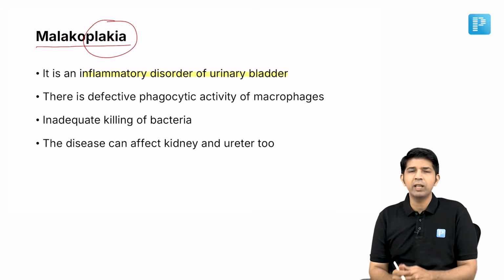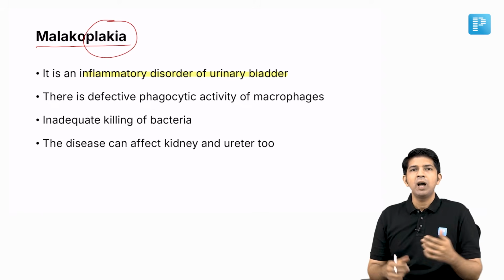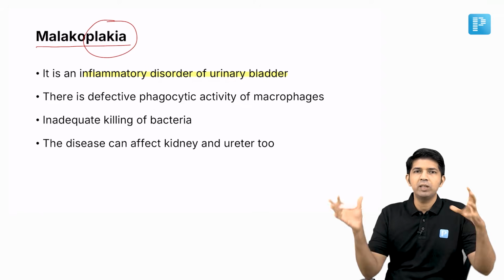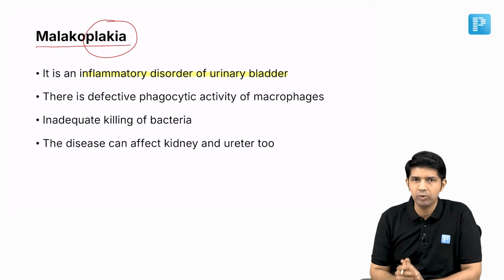So why is there a chronic inflammation? See, normally if some bacteria gets inside the body, our defense mechanism takes over, it kind of kills the bacteria, phagocytosis happens, and then it is going to throw it out.